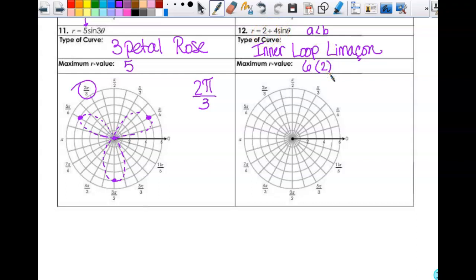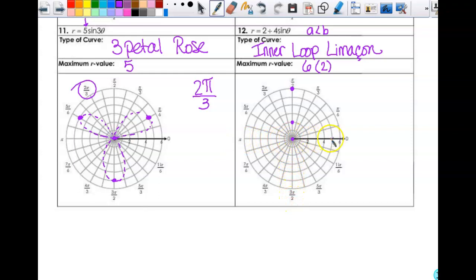For the inner loop limaçons, we always have a point on the pole. To get my maximum R value, to know which direction to go, this is sine, so it's on the y-axis. It's positive, so I'm going to go up 6 from here. Then I'm also going to go up 2, because that's where my inner loop is going to be, like right there. So I have basically all the points on my y-axis.